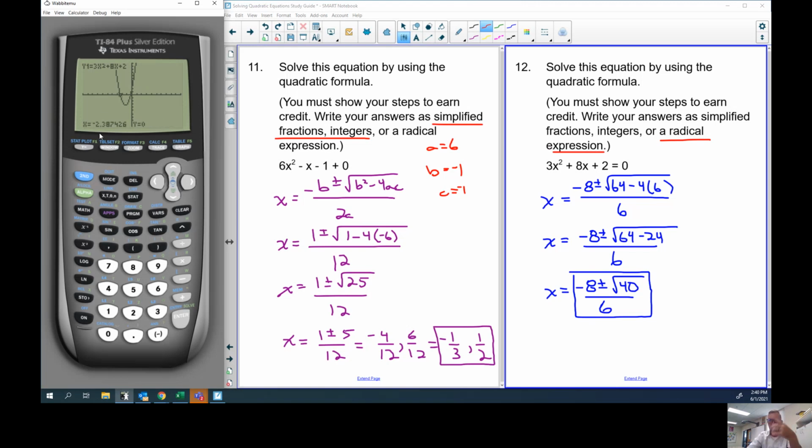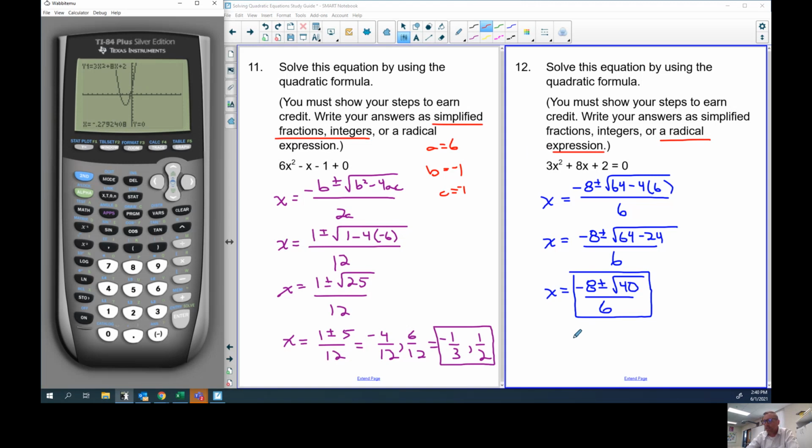There's one of the solutions, about negative 2.39. If we wanted decimals, we could go with that. It's an approximate answer. Let's do one more time. Parentheses, negative 8 plus the square root of 40, end the square root, end the numerator, all divided by 6. And it's about negative 0.28.